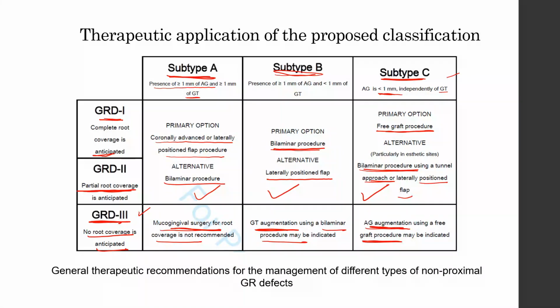So that is how they have given the options of surgical procedures for different combinations of the gingival recession defect and gingival biotype. Different operators can use different techniques according to their expertise and according to the patient factors, surgical factors, and the various other prognostic factors which are responsible for the prognosis of recession coverage. So this is just to give an idea that this classification can also be used for therapeutic application. So that is all about this classification.